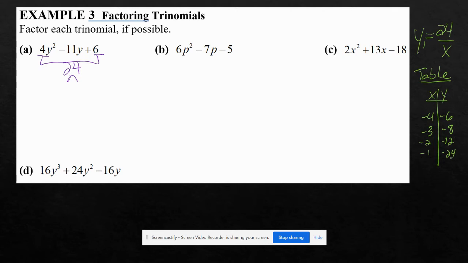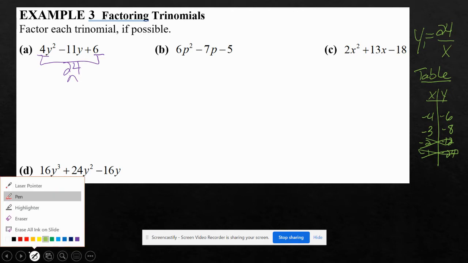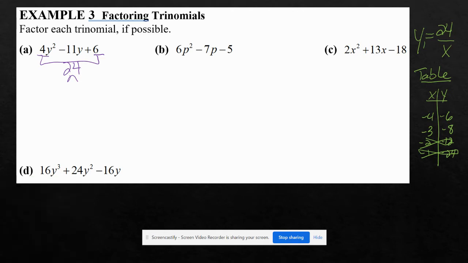Negative 1 and negative 24 add to negative 25. That doesn't work. Negative 2 and negative 12 add to negative 14. That doesn't work. Negative 3 and negative 8, yep, they add to negative 11. So the two factors that we want to use are negative 3 and negative 8. Negative 3 times negative 8 makes a positive 24. Negative 3 plus negative 8 makes negative 11.